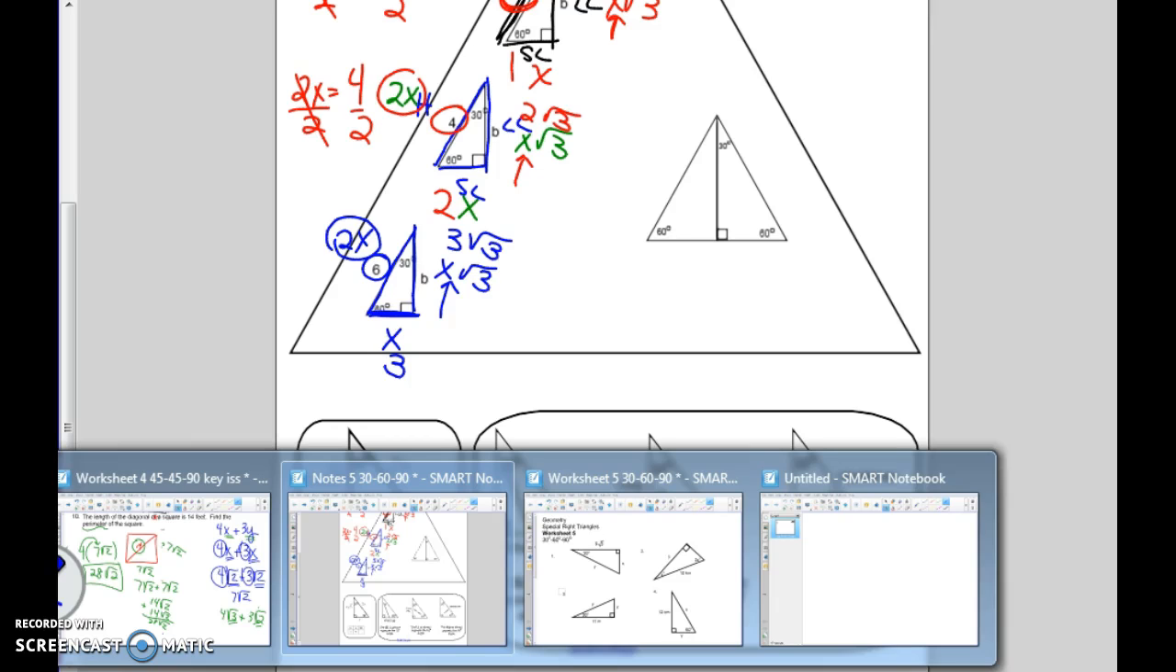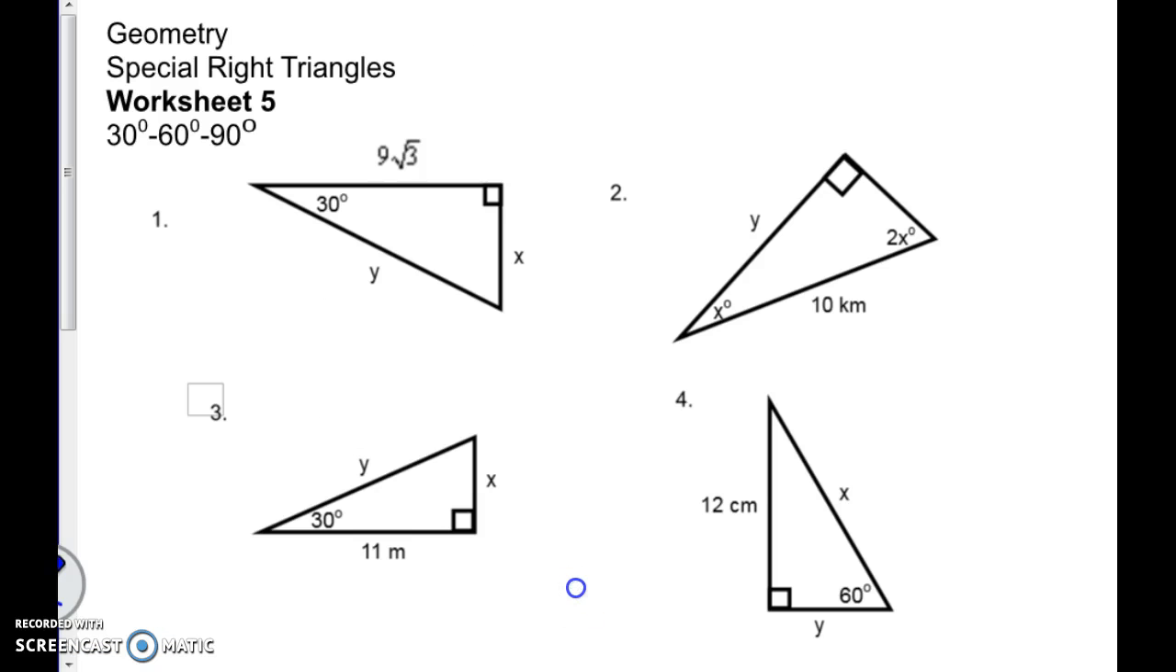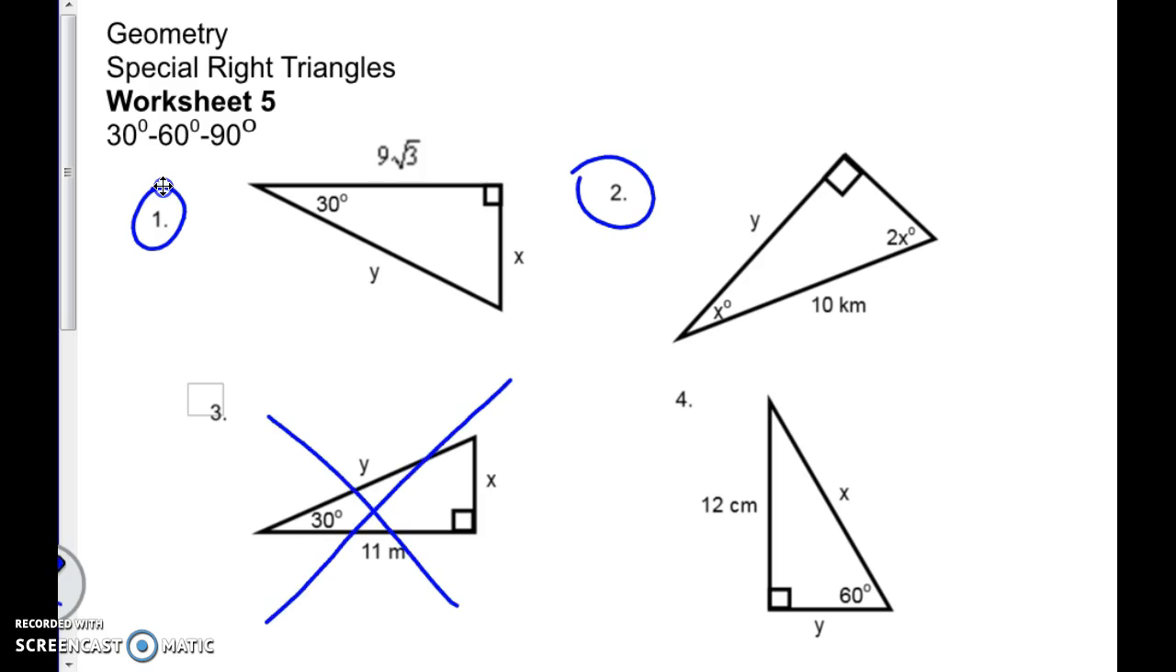Okay, now let's go to our worksheet for today. I want you to try number 1 and number 2. We're not going to do number 3 today. I want you to try number 1 and number 2.